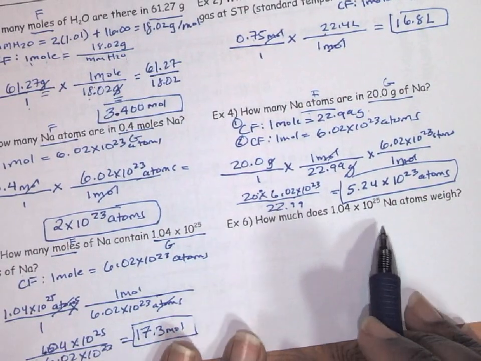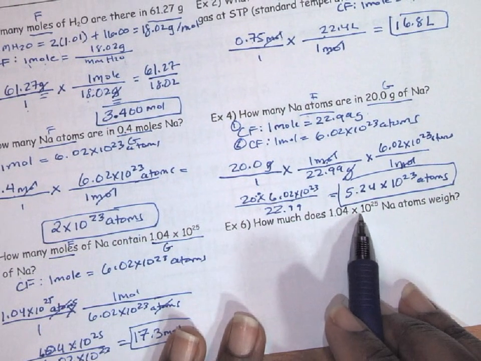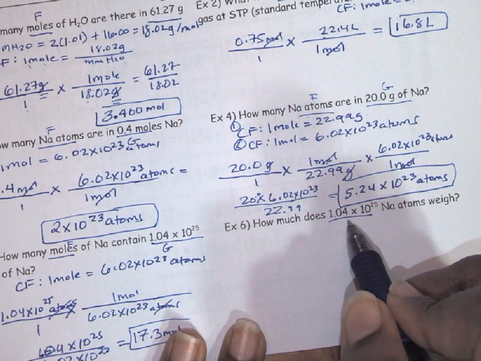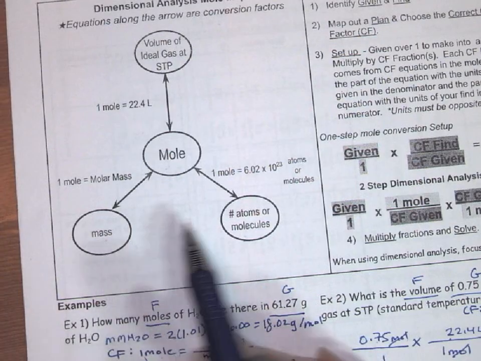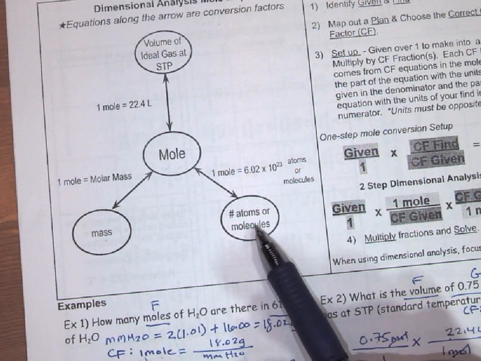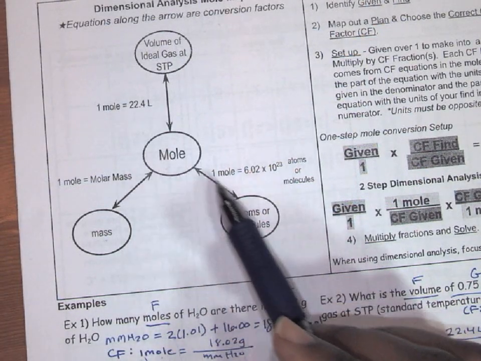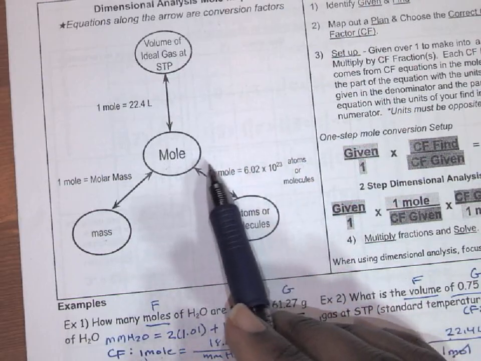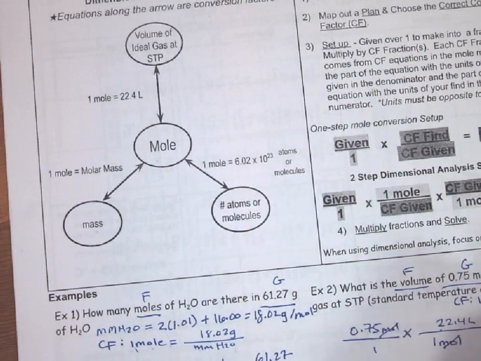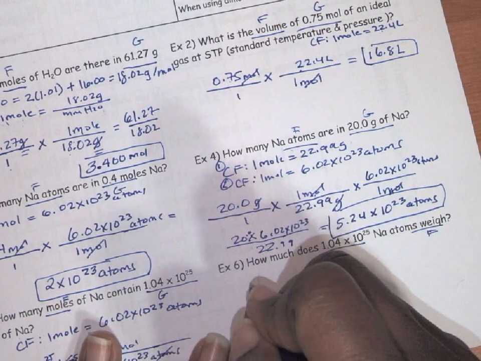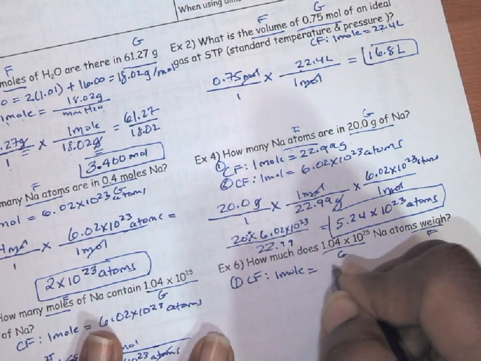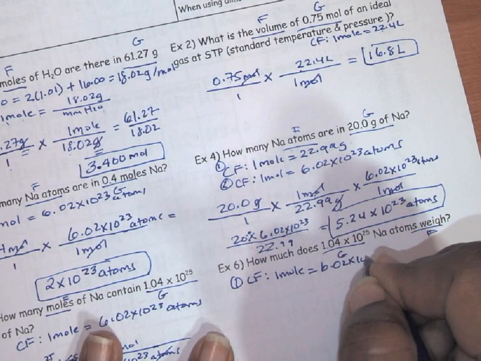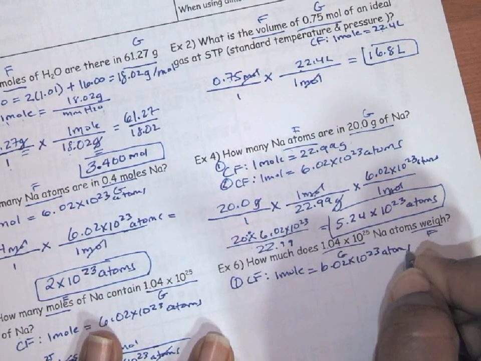All right, last one. How much does this 1.04 times 10 to the 25 sodium atoms weigh? So I'm starting with number of atoms, and I'm trying to find how much it weighs, so I'm trying to find mass. So I'm going from number of atoms to mass. Can't get there directly, have to go through moles. So the first conversion factor is 1 mole equals Avogadro's number. The second one will be 1 mole is equal to the molar mass. So we have two conversion factors again, so we're going to need to multiply 3 fractions.